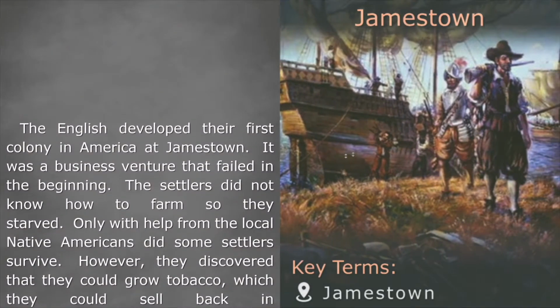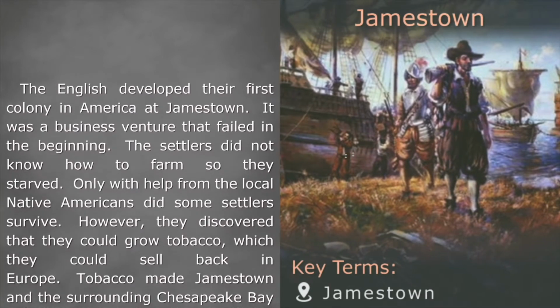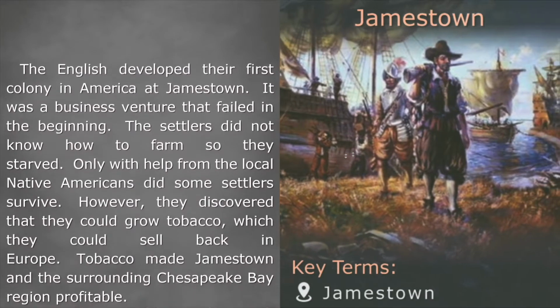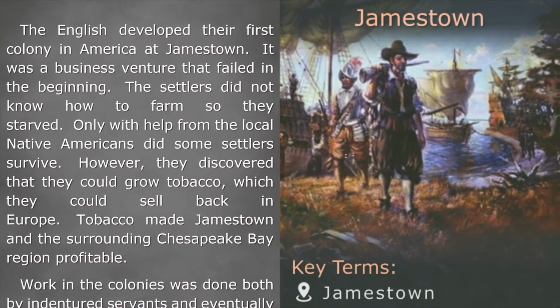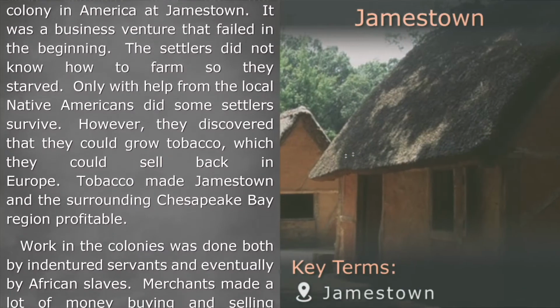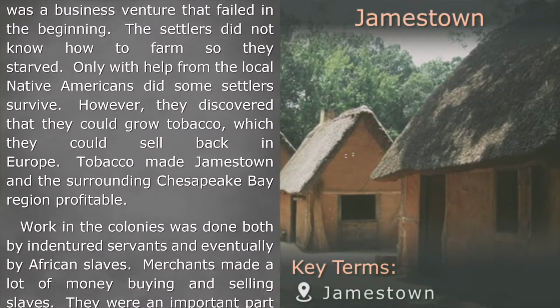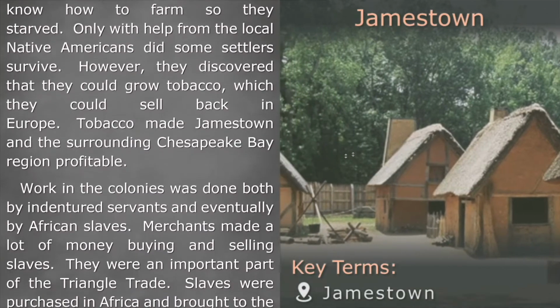The English developed their first colony in America at Jamestown. It was a business venture that failed in the beginning. The settlers did not know how to farm, so they starved. Only with the help from local Native Americans did some settlers survive. However, they discovered that they could grow tobacco, which they could sell back in Europe. Tobacco made Jamestown and the surrounding Chesapeake Bay region profitable.